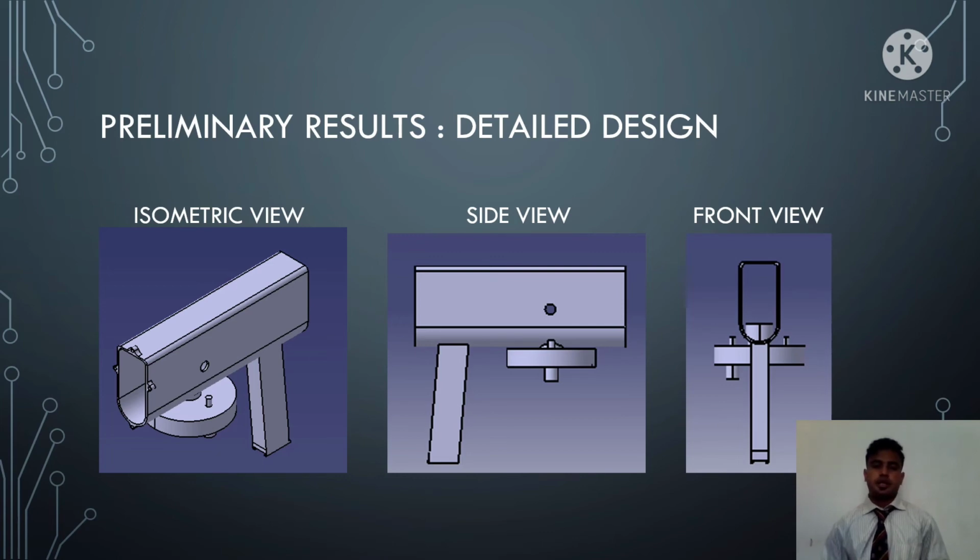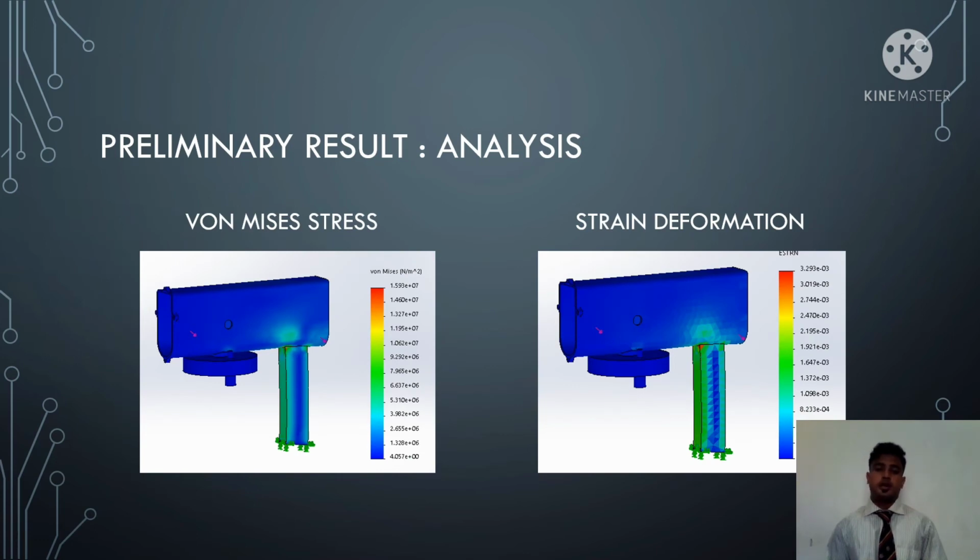In this detail design, the part that we'll be using is the body part. So this is the isometric view of the body part, the side view, and also the front view of the body part. Next, we'll move to the analysis. For the analysis of the body part of the design, we will be using two types of analysis. The first is von Mises stress analysis, while the second is strain deformation analysis.